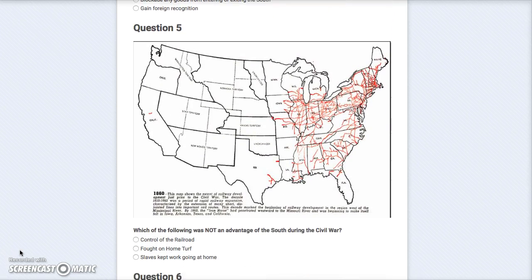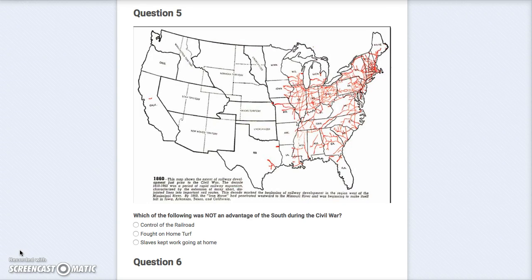Question 5. This is a map of railroads in the United States in 1860. And it says 1860. This map shows the extent of railway development just prior to the Civil War. The question reads, which of the following was not an advantage of the South during the Civil War? Control of the railroad, fought on home turf, slaves kept work going at home.